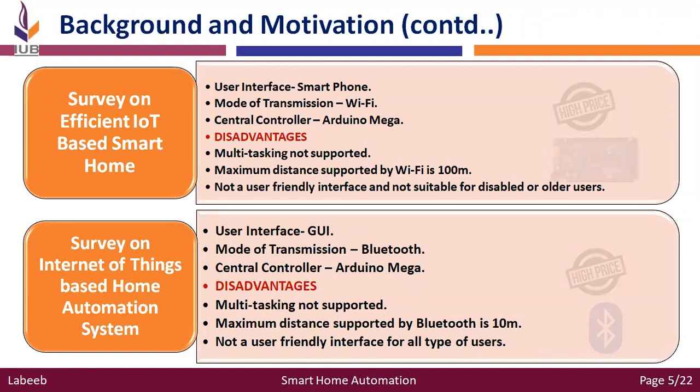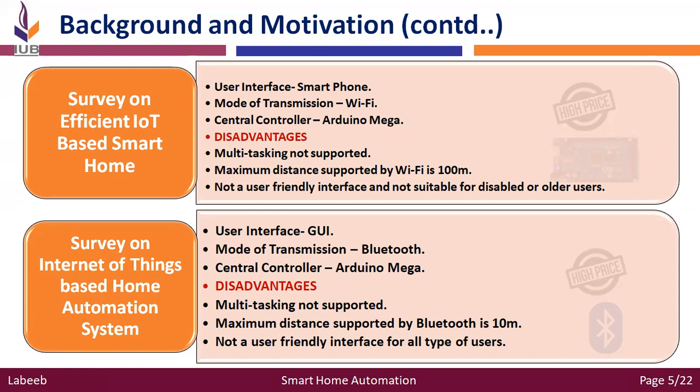So the user interface is a smartphone, the mode of transmission is Wi-Fi and the central controller is Arduino Mega. So here are the disadvantages. As we know, in Arduino Mega we cannot do multitasking, it's not supported. The maximum distance supported by Wi-Fi is 100 meters and it is not a user friendly interface and cannot be used by old or disabled users.